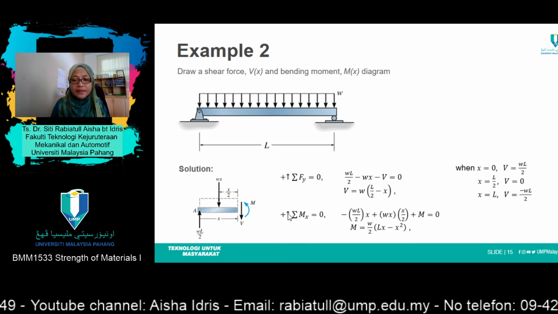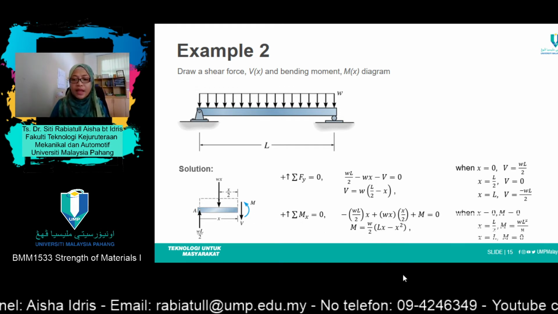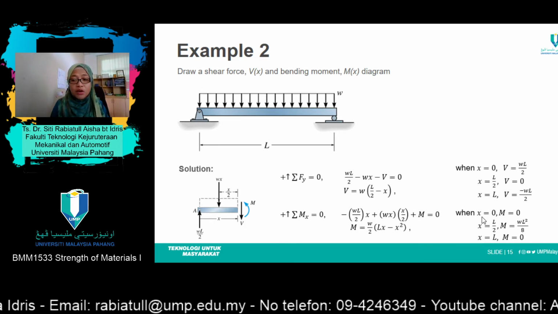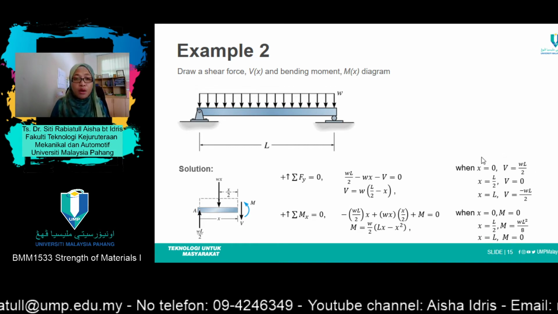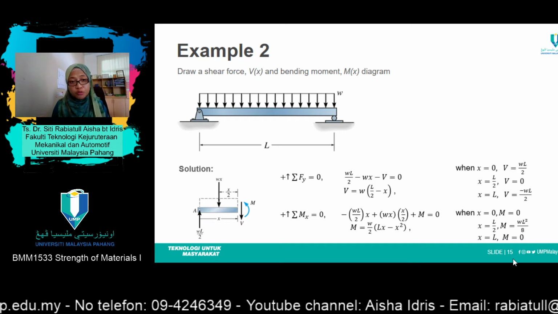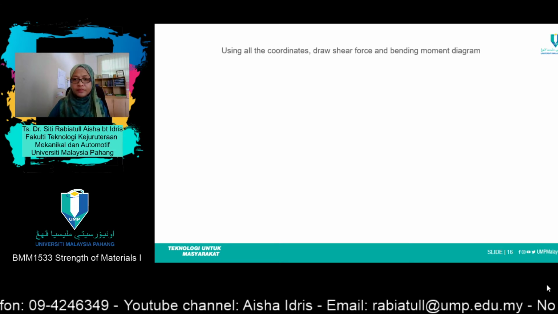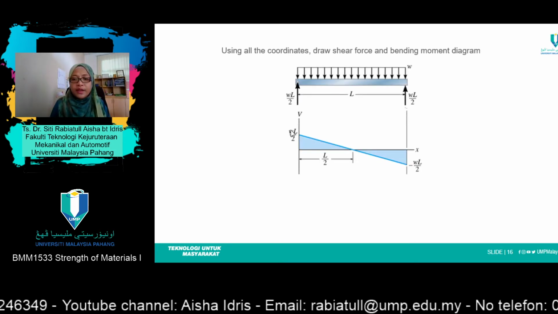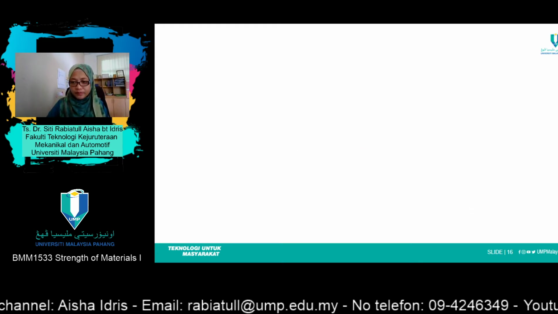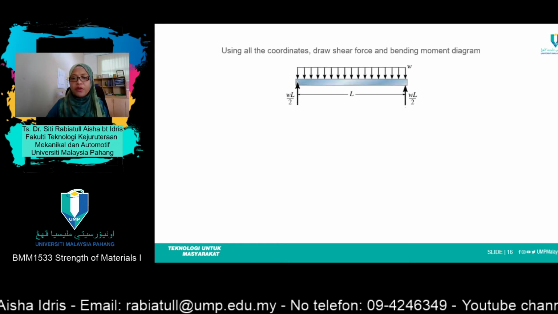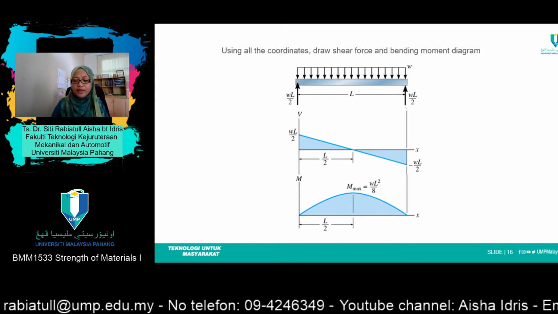After that, the same step: taking a moment at point X equals to 0, you'll get this equation. After that, substitute the values of X from 0, L over 2, and L. So by right, you'll get all the coordinates that you need in order to draw the shear force and bending moment diagram. Okay, so just substitute in here. Using all the coordinates, then include them in the diagram, and you'll get these types of graph.